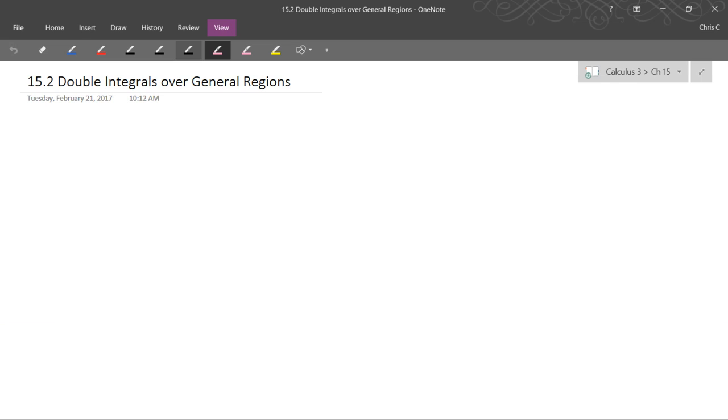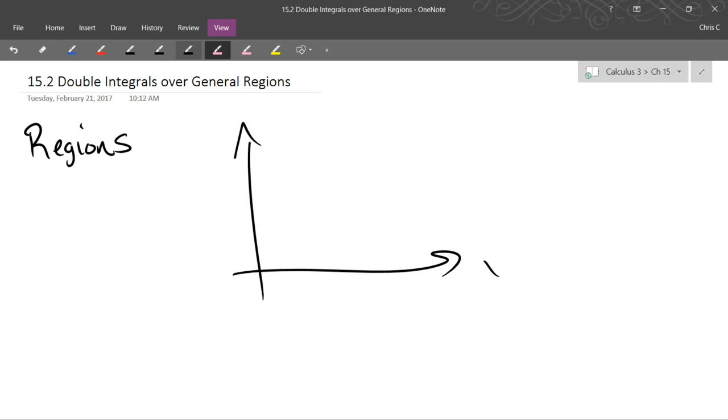So we went over rectangular regions, we're now going to go over general regions. We're going to look at some regions first, and we'll lay them out nicely, x, y. Now remember, these are our regions, the input for the function. The output you could think of as a z-axis, coming out of the board or out of your paper. So you can think of a surface sitting over top of this region.